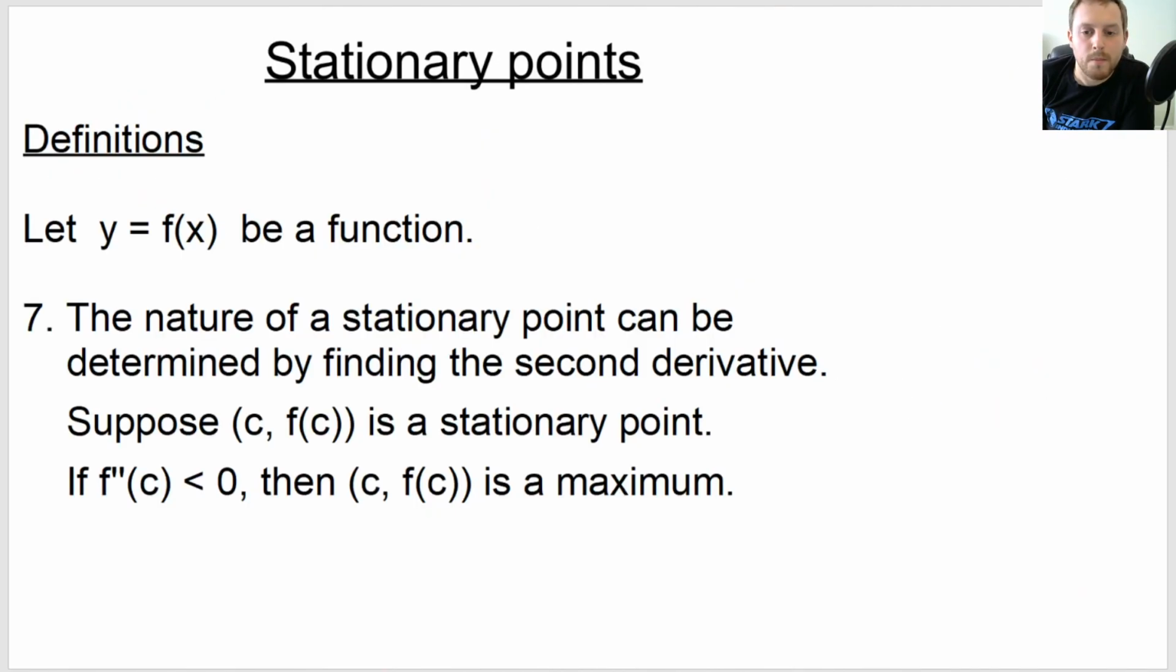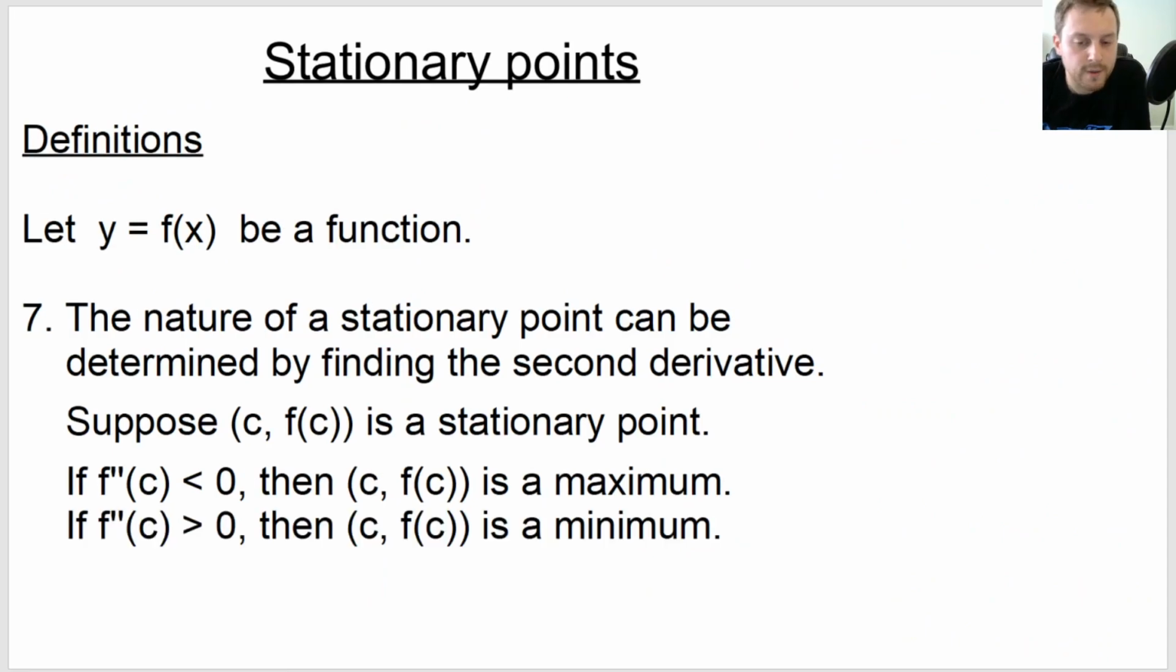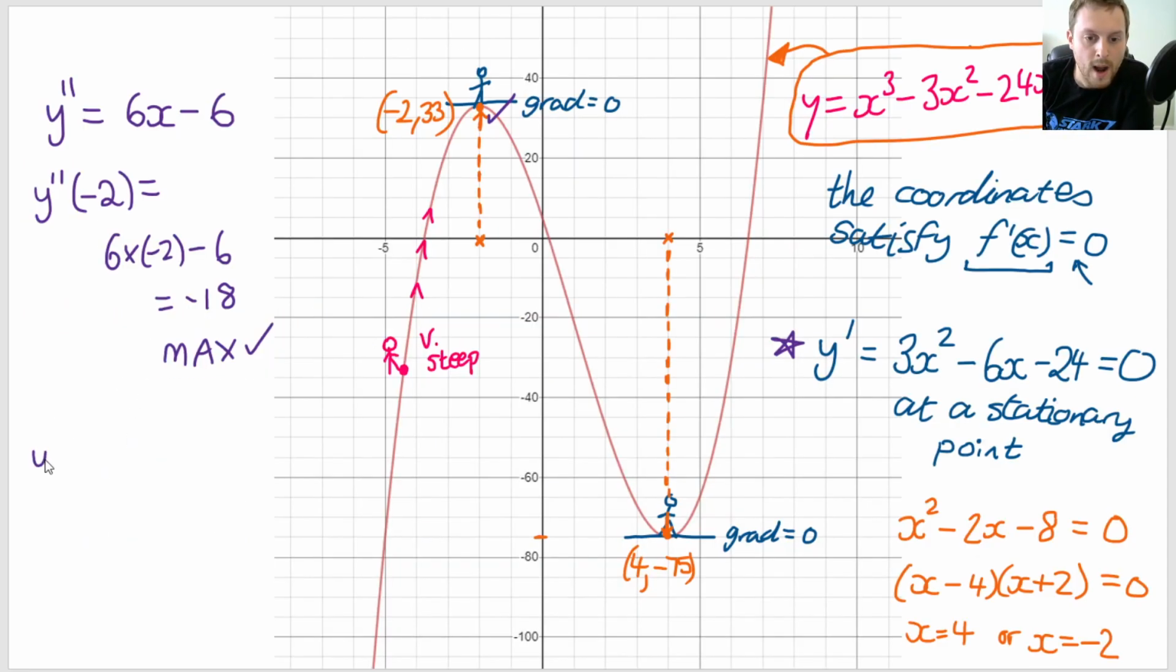All right, and then back to this. It turns out that if you do this and you get something positive, then it's a minimum. So it seems a little bit backwards, but that is the way round. So let's try that out by putting 4 into the second derivative from our question from before. If I do y double dash of 4, I get 6 times 4, take away 6, which is 18. Well, that's a minimum then, because that's positive, and indeed it is a minimum.